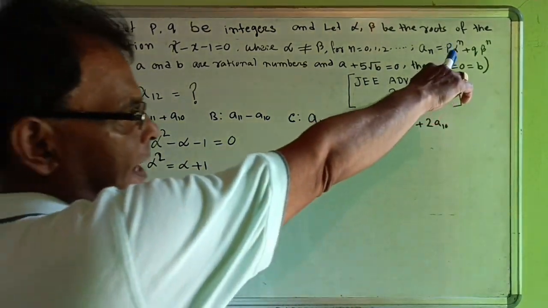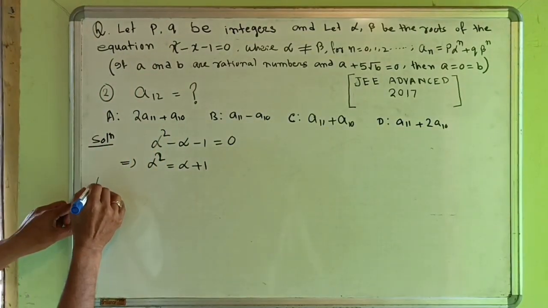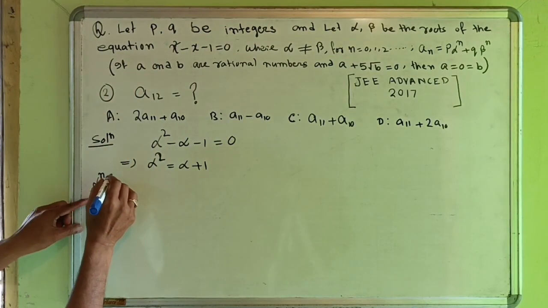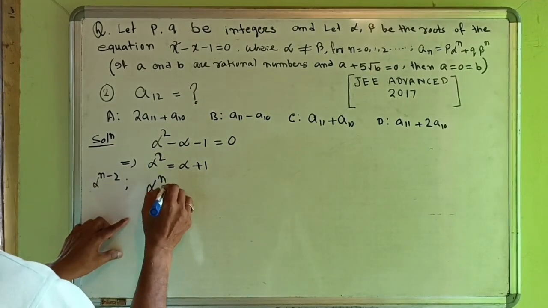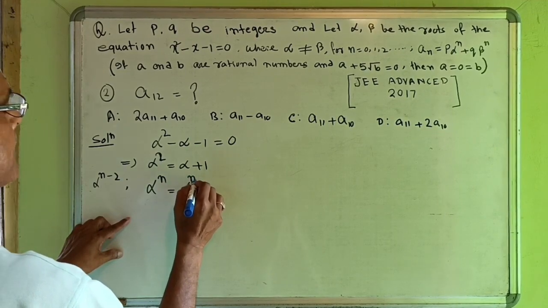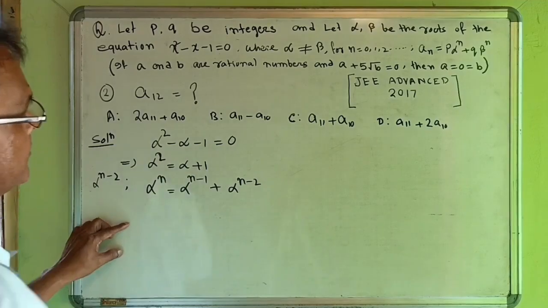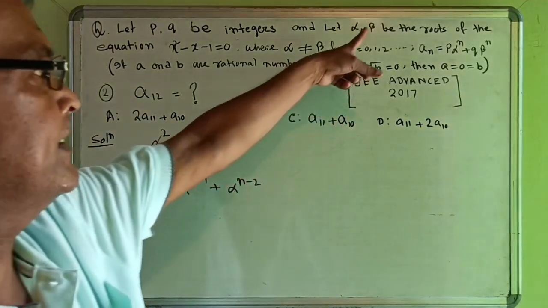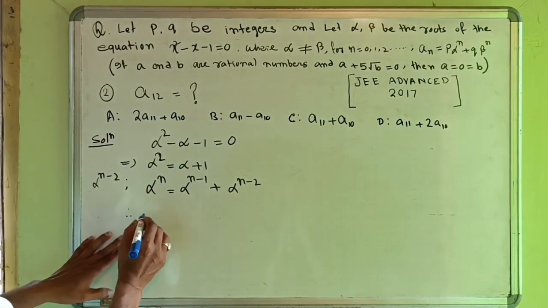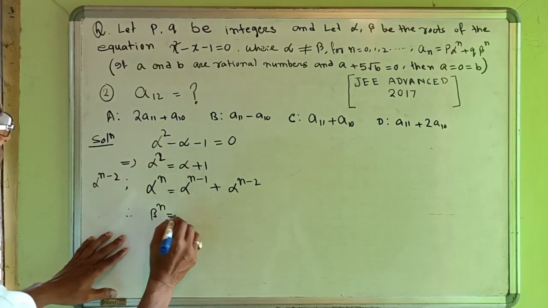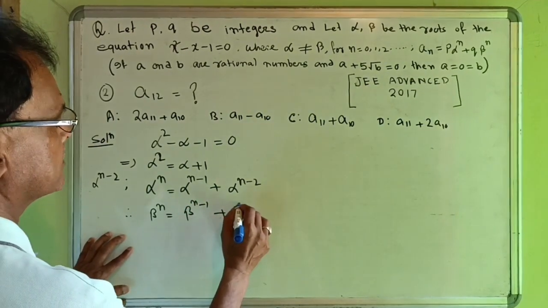Since we are given alpha to the power n, we multiply this by alpha to the power n minus 2. Then alpha to the power n equals alpha to the power n minus 1 plus alpha to the power n minus 2. Again, beta is a root of this equation, so beta will satisfy this condition. Therefore we get beta to the power n equal to beta to the power n minus 1 plus beta to the power n minus 2.